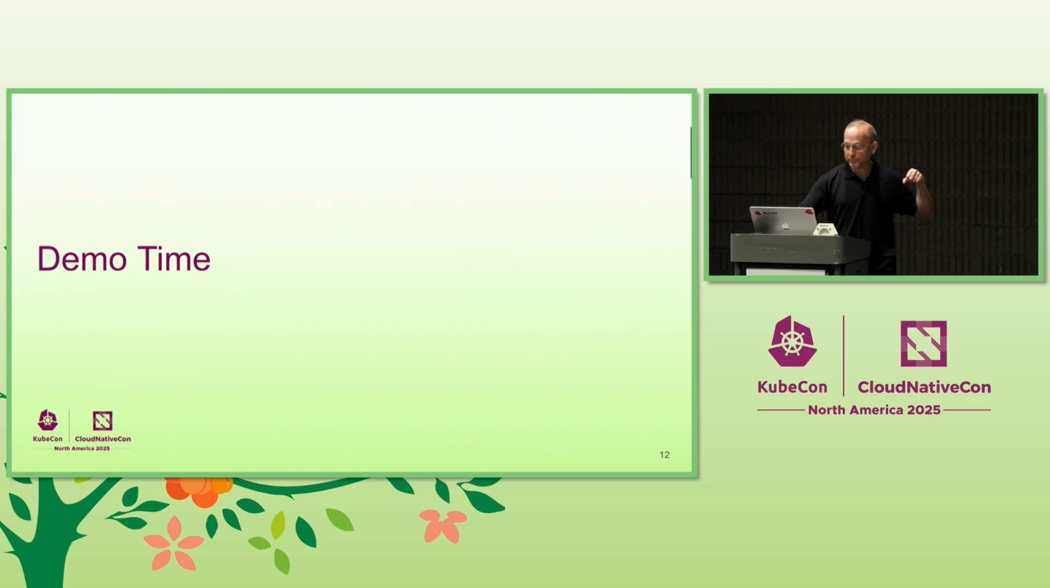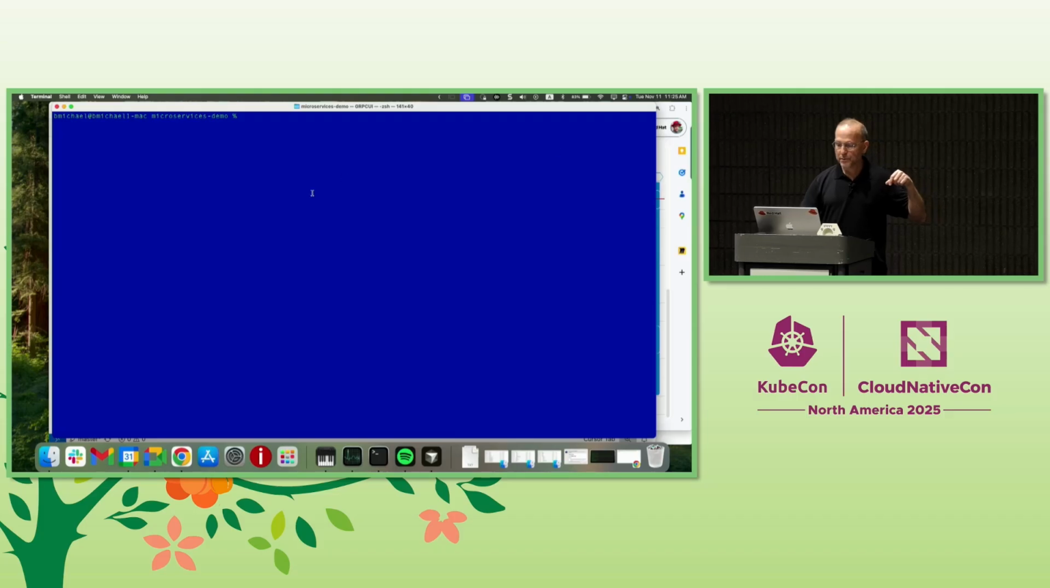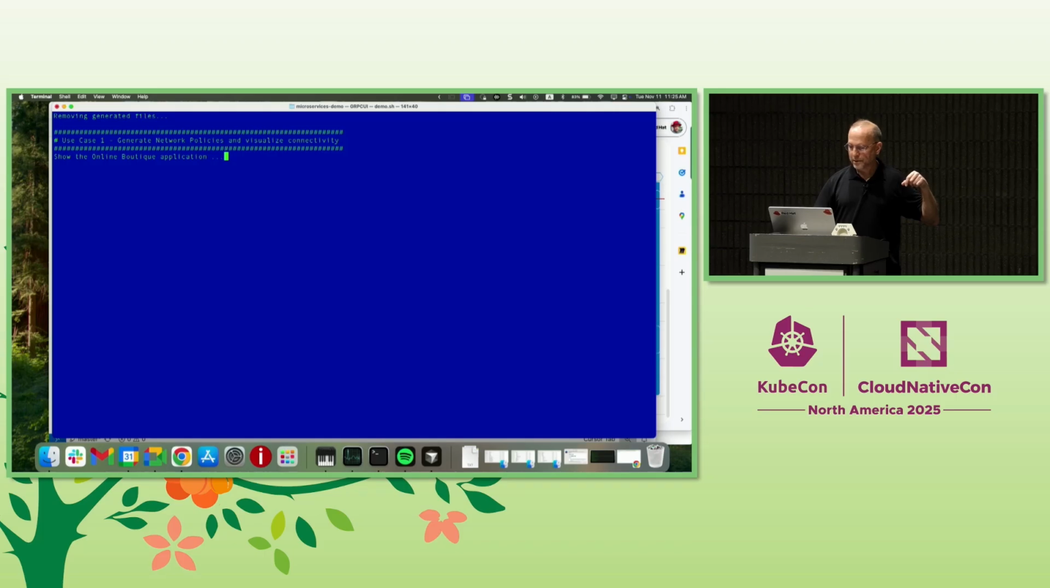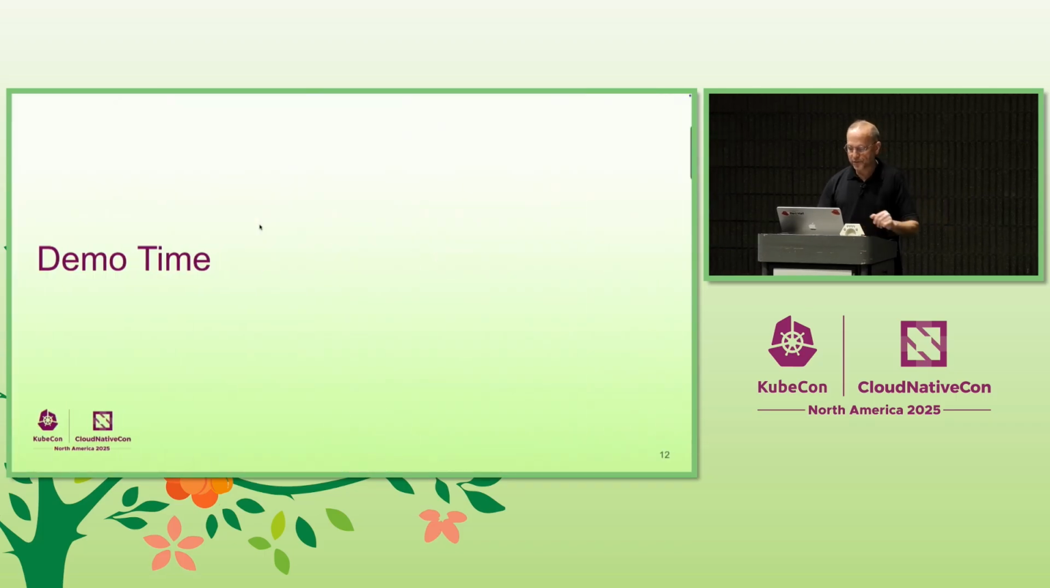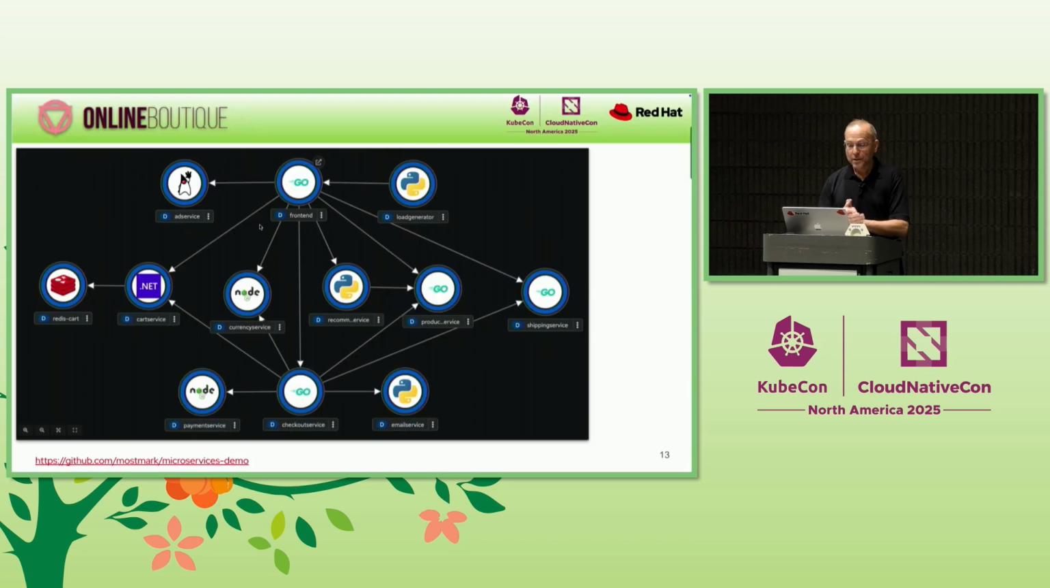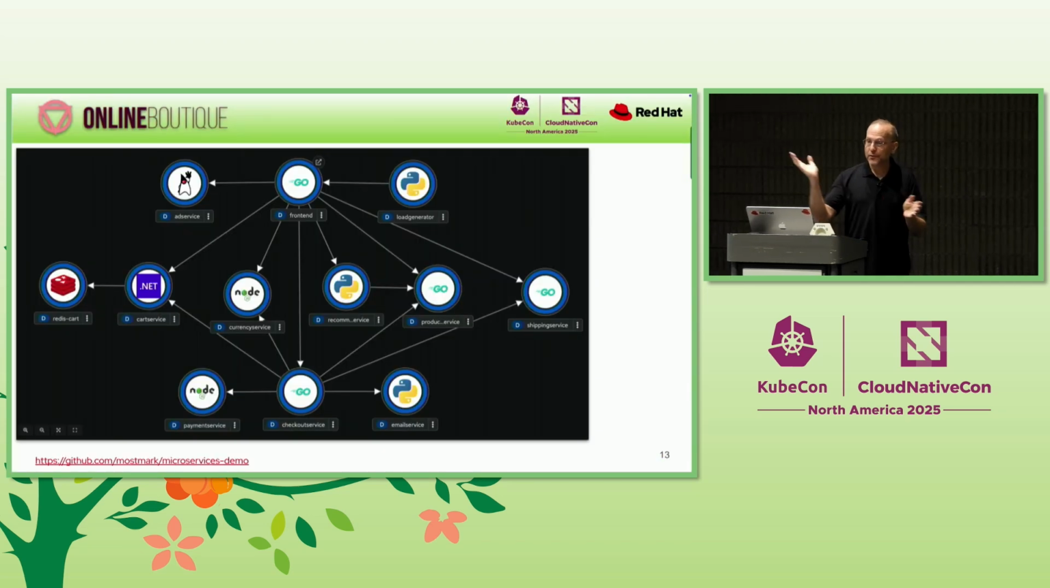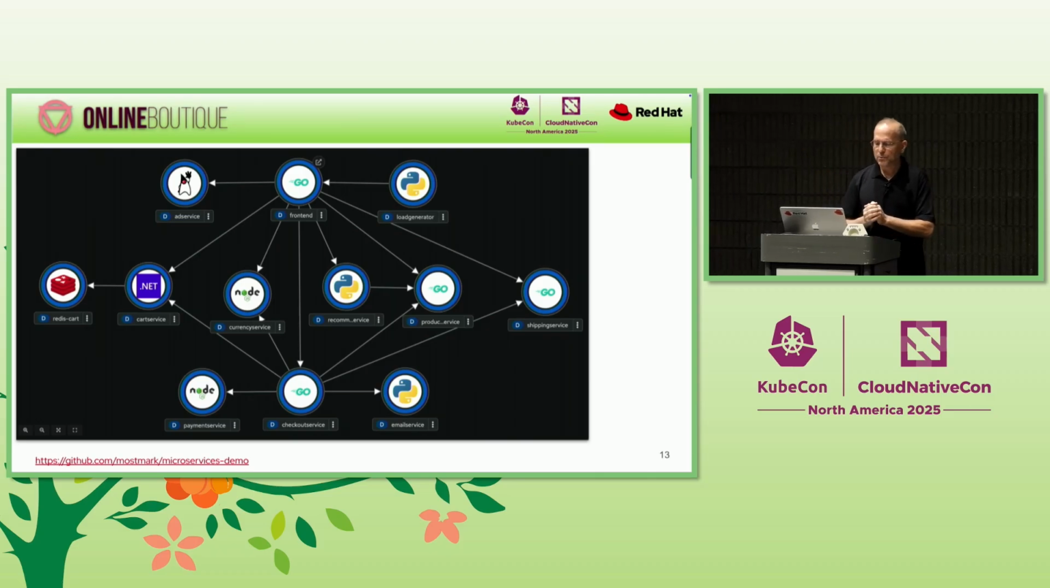So, demo time. I'm going to be juggling between these windows, so let's see how that goes. Right, the first thing is we're going to start with this online boutique application. It's a well-known Google application that somebody at Red Hat actually adapted to make it work for Red Hat.